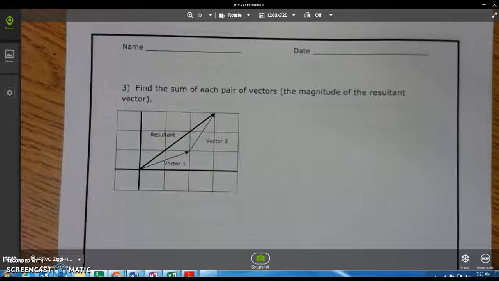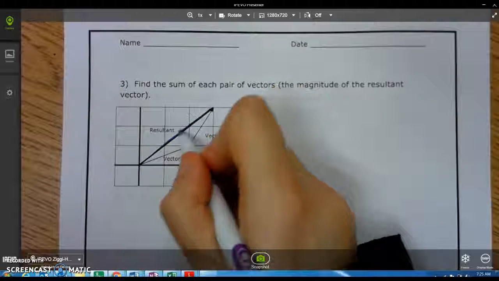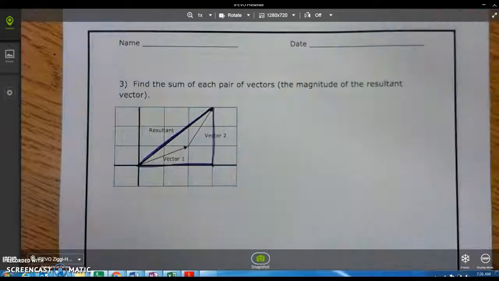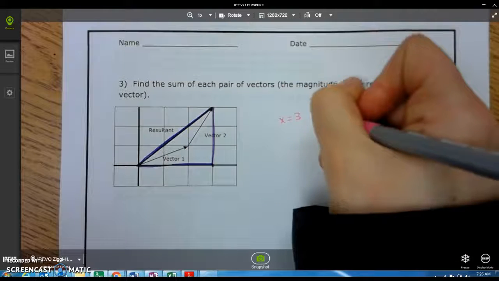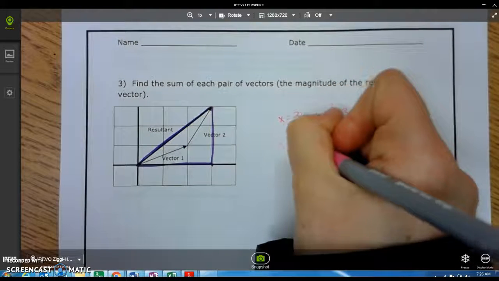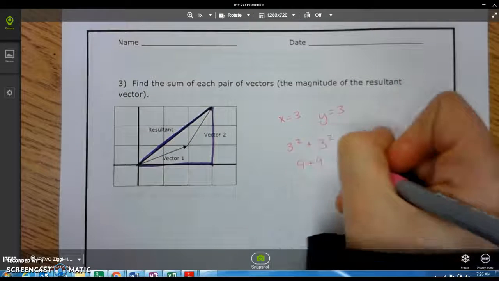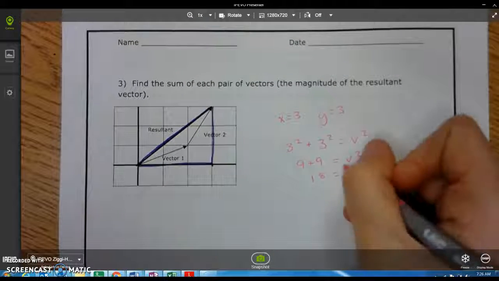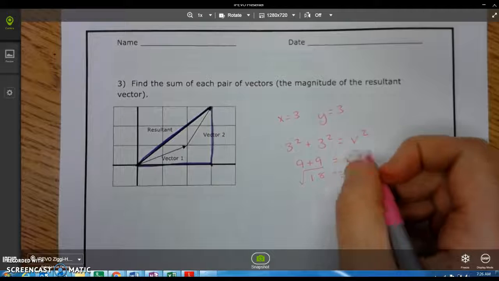So one more example for you. Find the sum of the pair of vectors, the magnitude of the result of the vectors. So when they ask me for the magnitude, I'm looking for this right here. I know that I look for the distance I went this way and the distance I went that way. 1, 2, 3. Y is 3. Square root both sides, and this time we're going to get 4 point something.